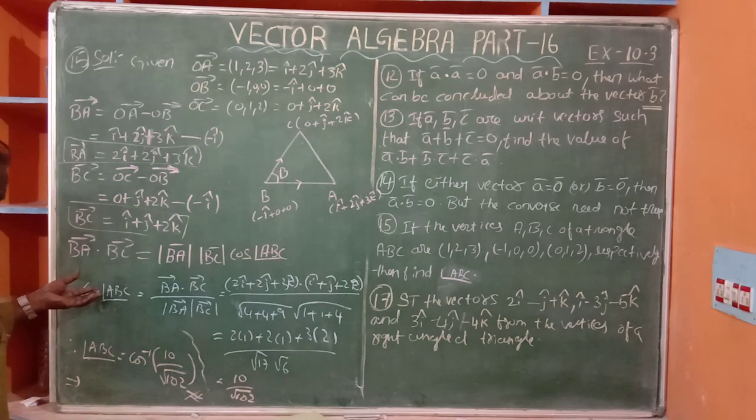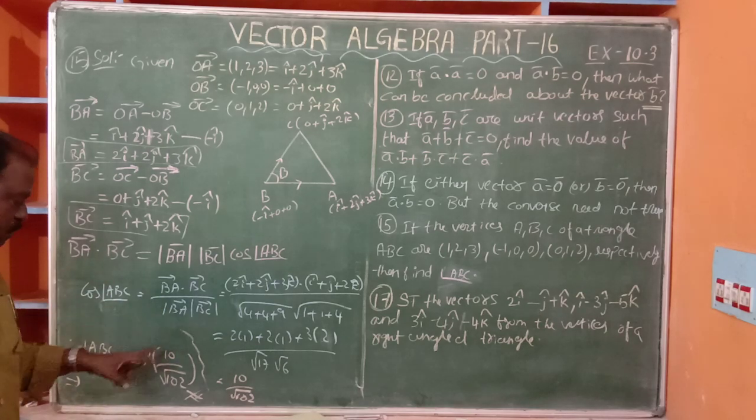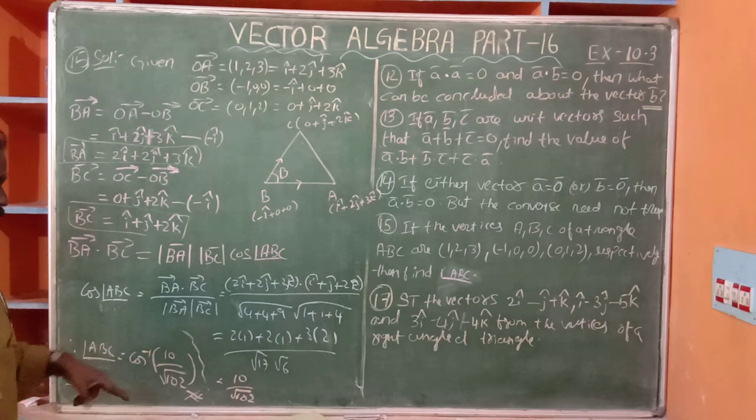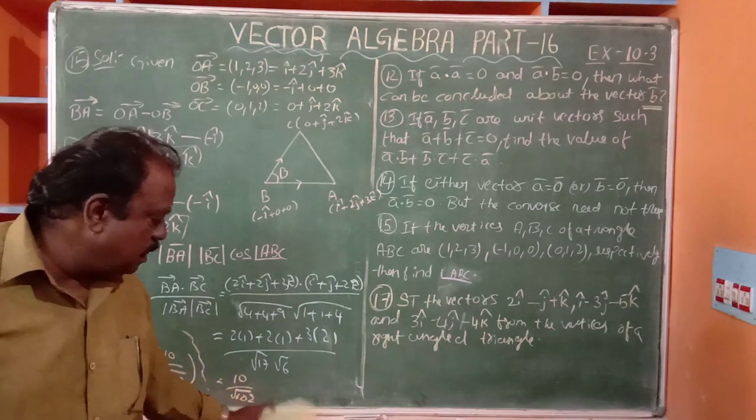Then the angle ABC, that is angle B, is the cos inverse of 10 by root of 102. Right, like that we have to solve. Next, we go to solve the next problem.